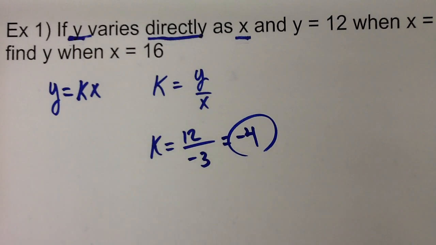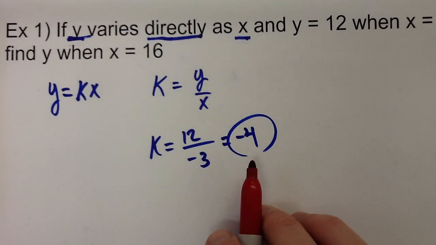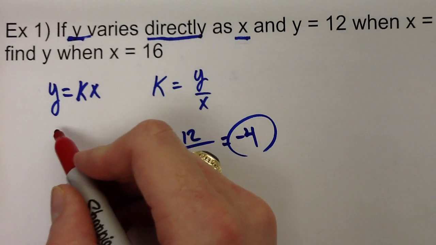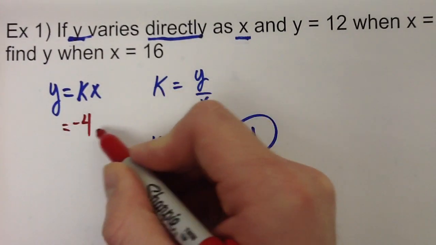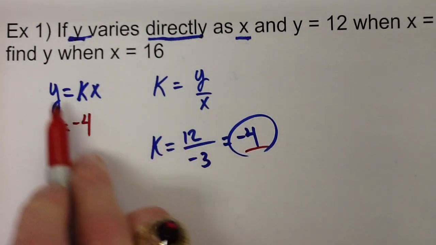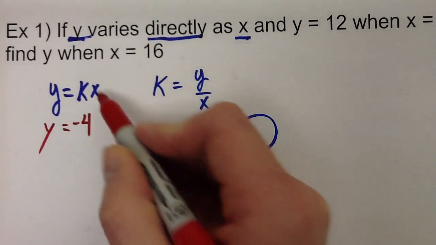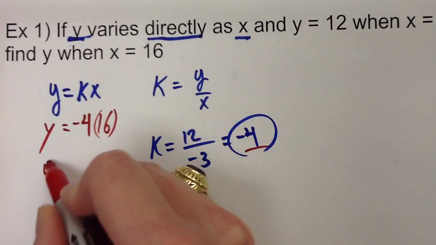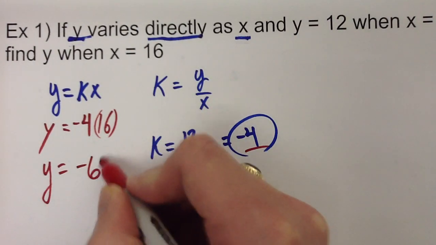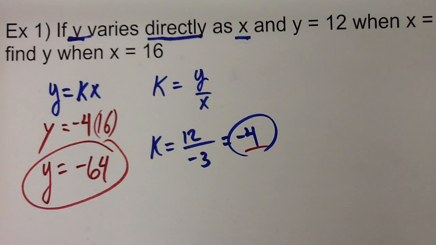Again, a lot of your physics equations, electronics, things like that, have constants that never change. Usually they're named after somebody important that discovered them. All right, well now, let's solve our other part. If we know y equals k times x, and now we know that k equals negative 4, we need to find y when x is 16. Okay, well, it's k times x, so negative 4 times 16 is negative 64. And that's it.